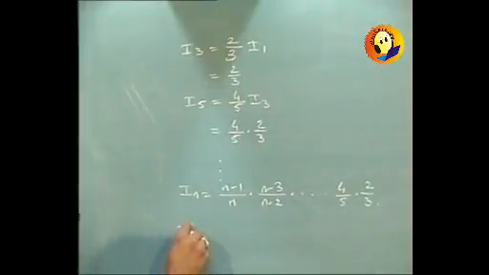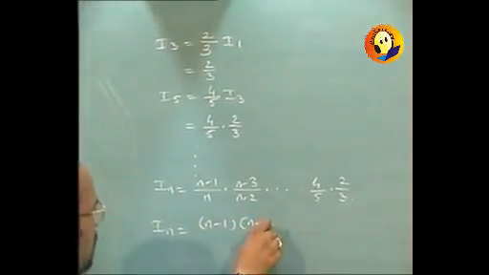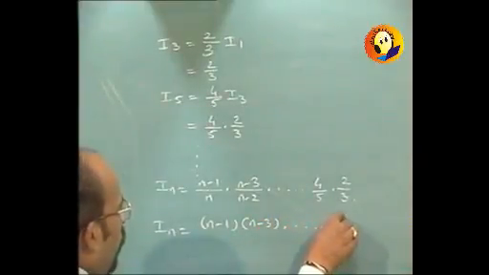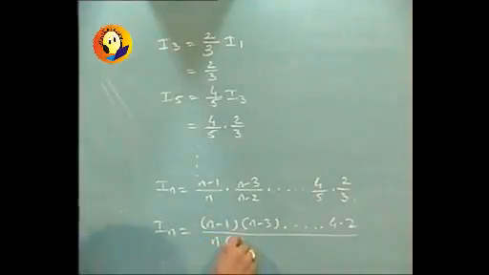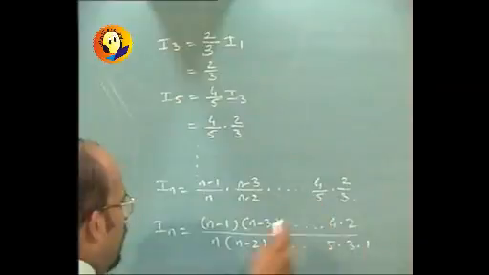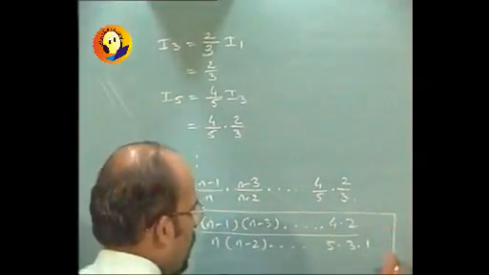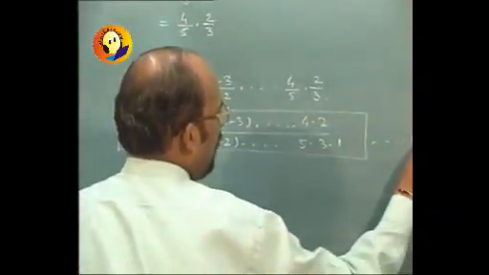Ultimately In comes out to be, numerator is n minus 1 into n minus 3, etc. up to 4 into 2, divided by denominator n into n minus 2, etc. up to 5 into 3 into 1. This is the formula for n odd.